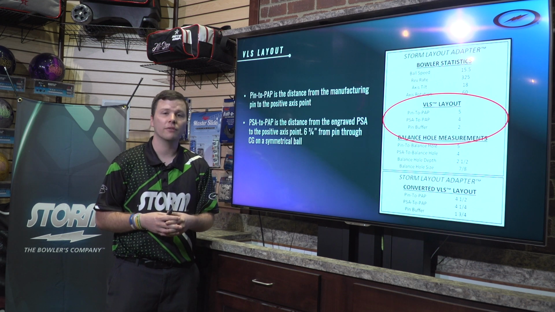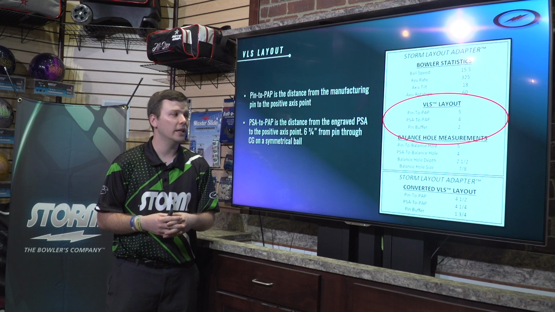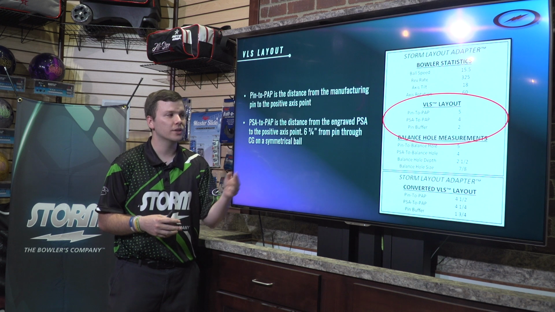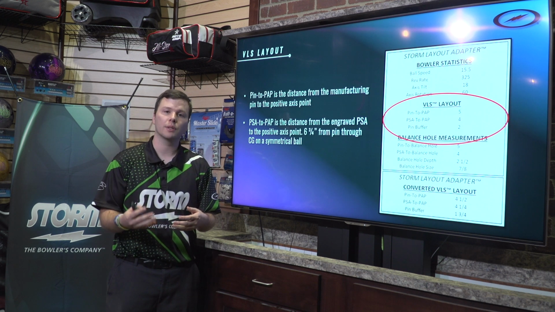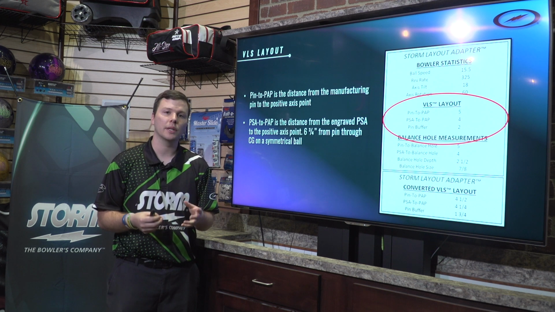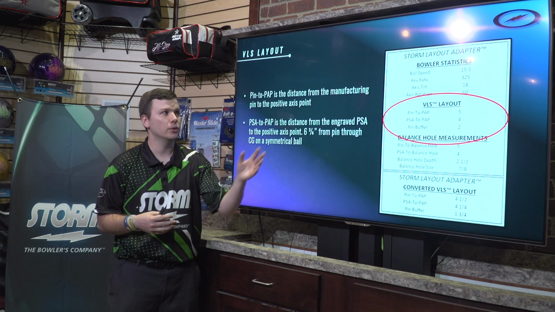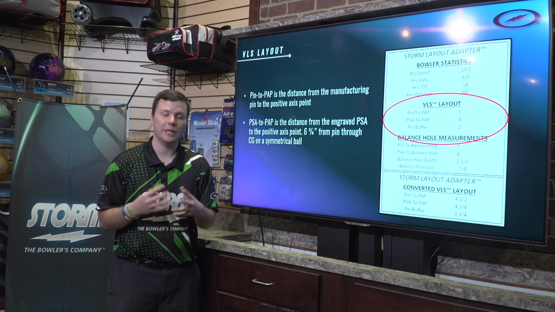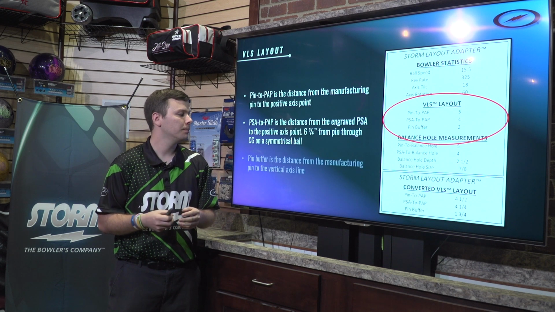On a side note here, if you are drilling a symmetrical bowling ball, you'll draw a line 6 3/4 inches from the pin through the CG to find that on a symmetrical bowling ball. Now we know on a drilled symmetrical bowling ball, that is not the exact place that the PSA is going to be, but if you're drilling a symmetrical bowling ball and using this, static weights will be the only thing that's taken into account by the Storm Layout Adapter.